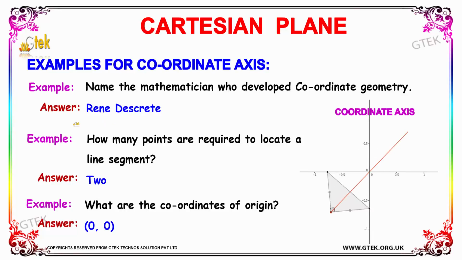The second example question is as follows. How many points are required to locate a line segment? It's 2, right? That is the horizontal line segment and the vertical line segment. So these are the 2 line segments. So what are the coordinates of the origin? That is (0, 0). This is the center point that intersects the x-axis and y-axis.